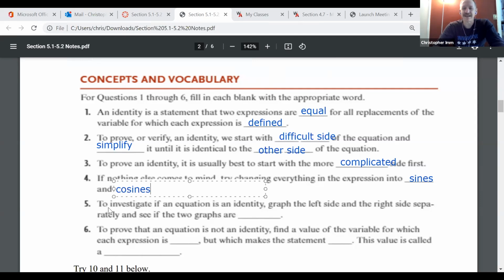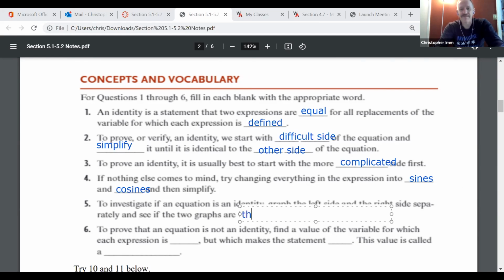To investigate if an equation is an identity, graph the left-hand side. So we haven't talked about this. You can graph one side and the other side comparatively or separately and see if the two graphs are equal, are the same. So see if they look the same. And so we will be looking at some graphing throughout this section too, just to make sure we have that tool. So we might as well check things out if they're equal.